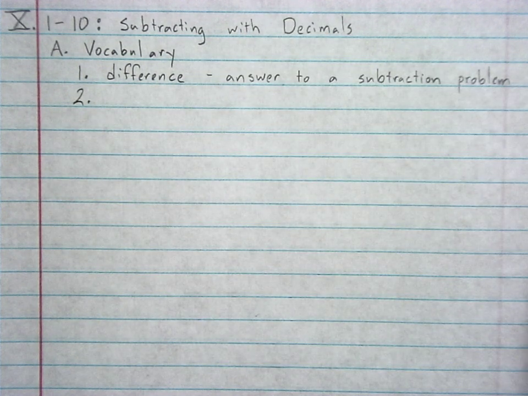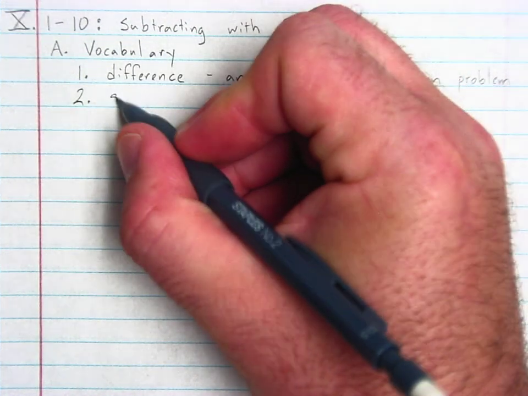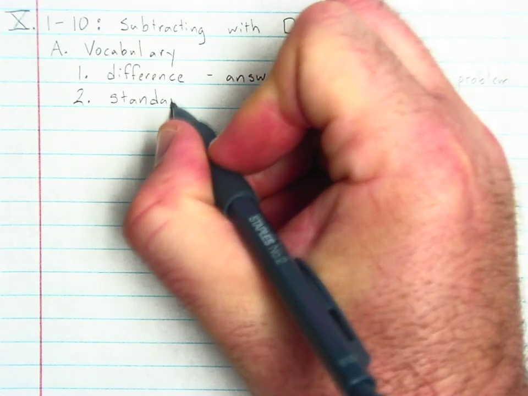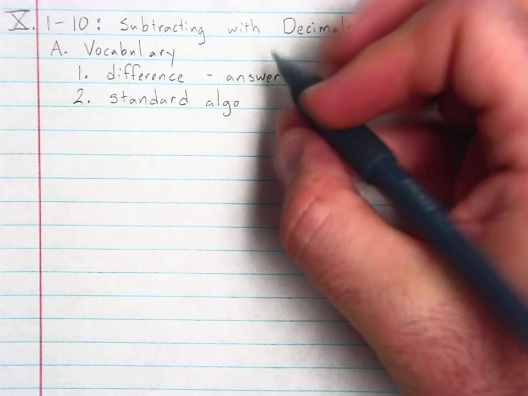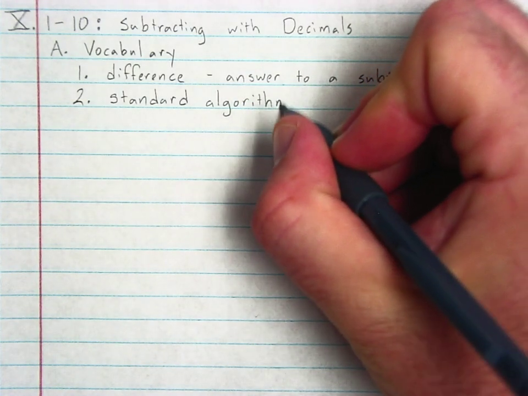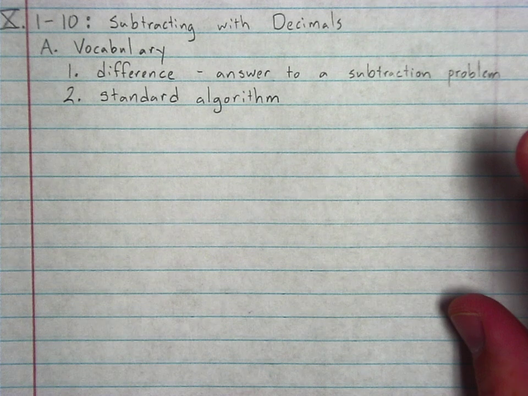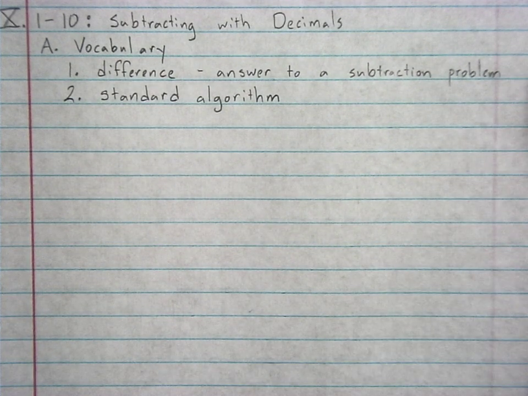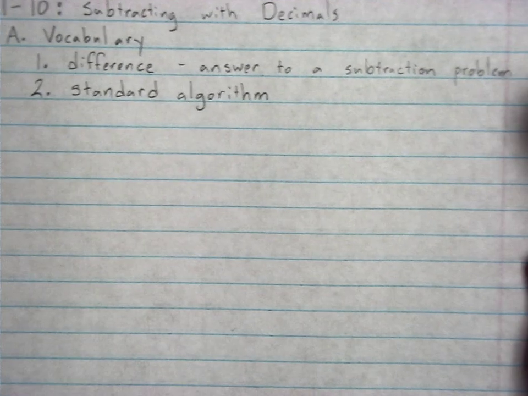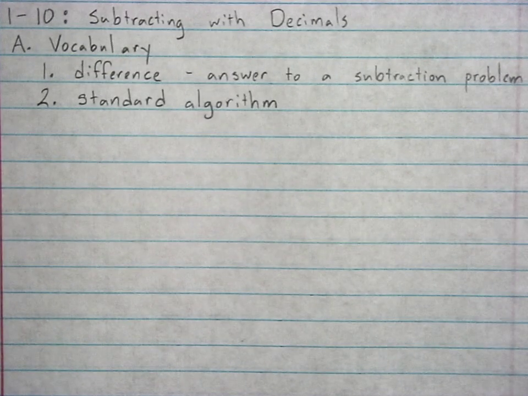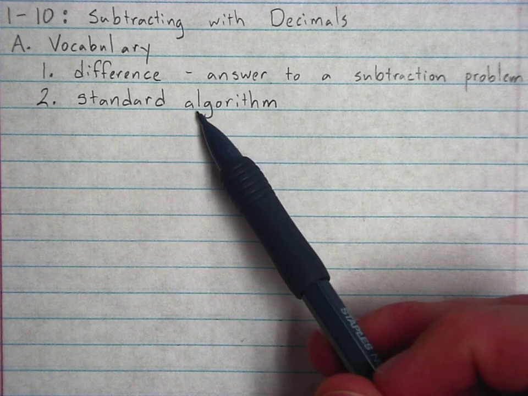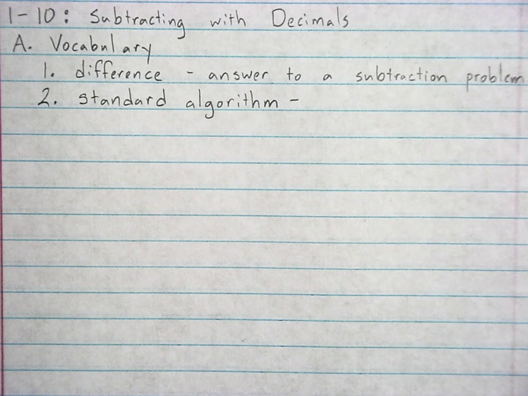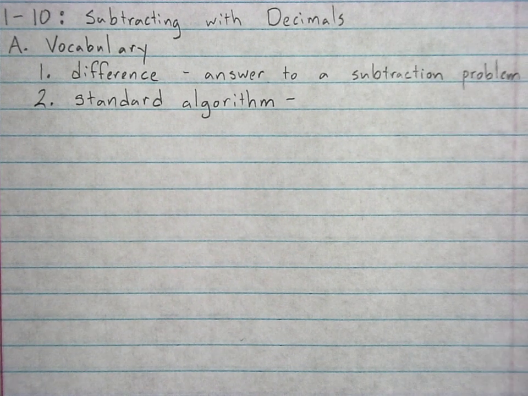Okay. Number 2. This is the one that I'm not sure you will be quite as familiar with. The standard algorithm. Now, I will give you a better definition, but really, this is a fancy math way of saying subtract the way that you've always been taught to subtract. We are going to practice some other strategies in class. You've probably learned some already. Standard algorithm is just what we're going to be doing in the notes today, and it is what you will probably do most often. Okay?